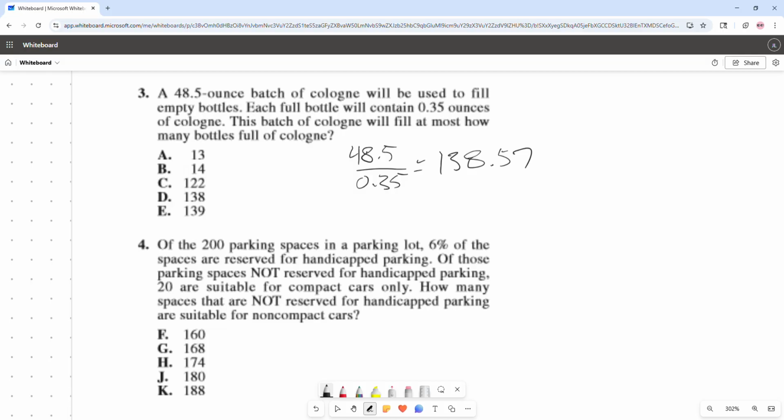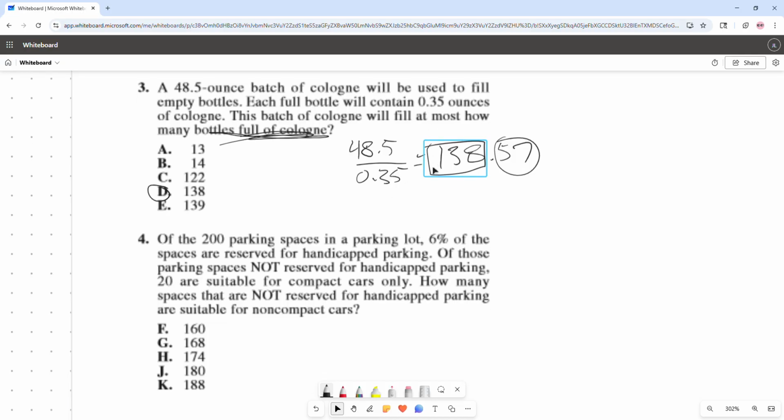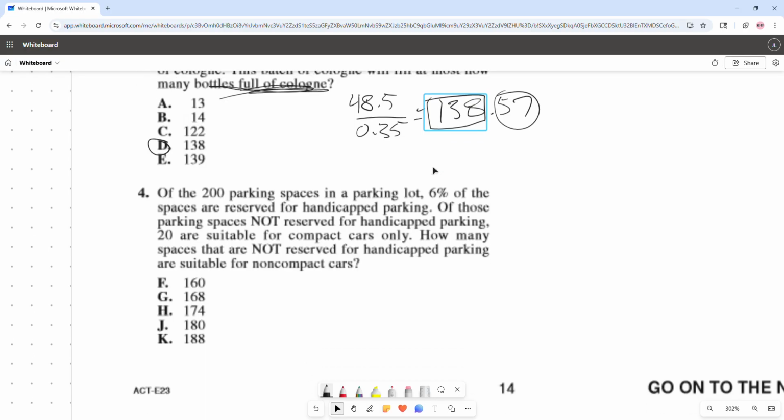138.57. But this is for bottles of cologne. So the 0.57 isn't a full bottle. Our whole number is 138, which is D. So this is a very easy division problem. It just requires you to read the question carefully.